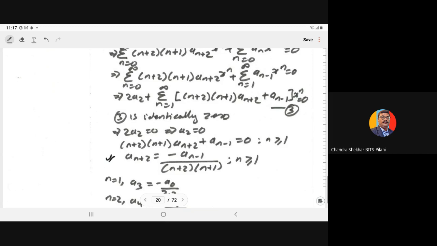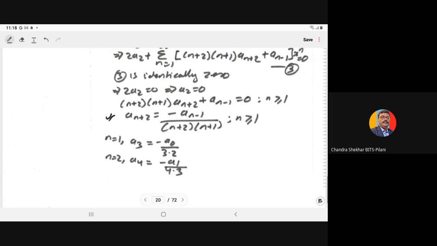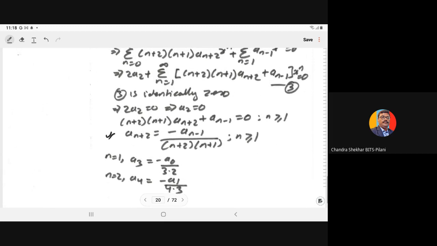Just compute the values of a3, a4, a5 and so on by putting n is equal to 1, 2, 3. So here we have the value of a3 as minus a naught upon 3 into 2, and a4 is equal to minus a1 upon 4 into 3. If you want to, you can note it down, but you have already done these things. Just note down the recurrence relation, and the rest you can practice.